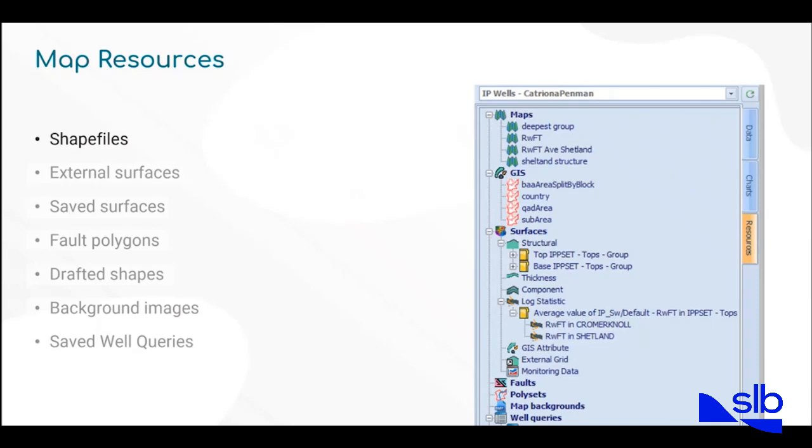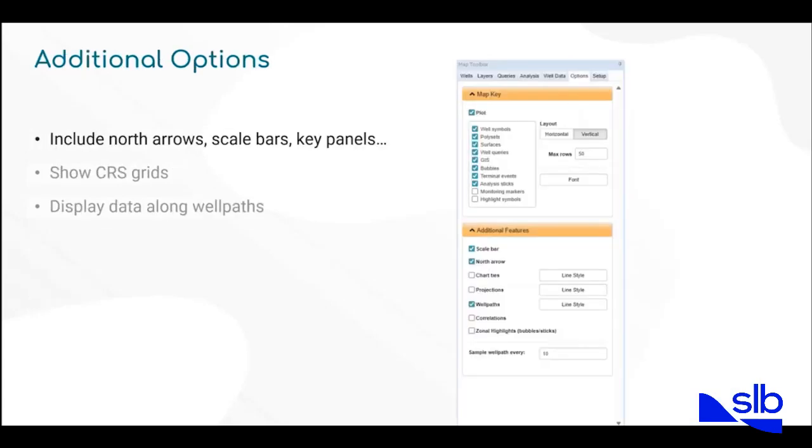The resources, now this is where you'll save your maps. This is where you'll import and create and save your queries, your surfaces, bring in your external surfaces, the saved ones, so the ones that you've made, the fault polygons that you bring in, any shapes that you draw, the background images, again, satellite pictures, something like that, you can put those on a map as well. And like I say, the queries. So you don't have to recreate them every time. If you're sharing a database, you don't all have to create the same ones. Once they're made, anybody can access them if you let them.